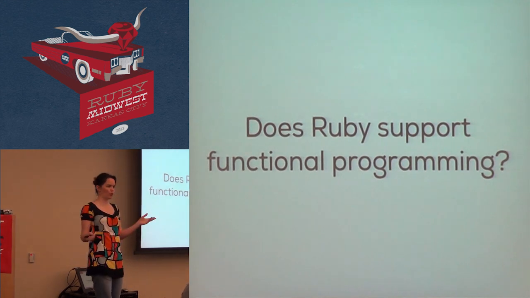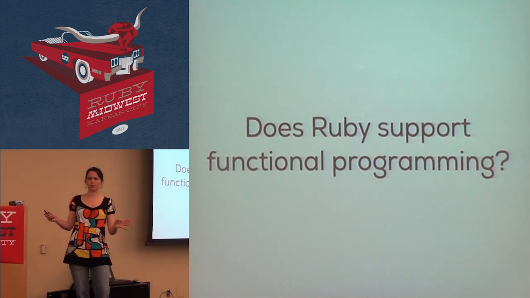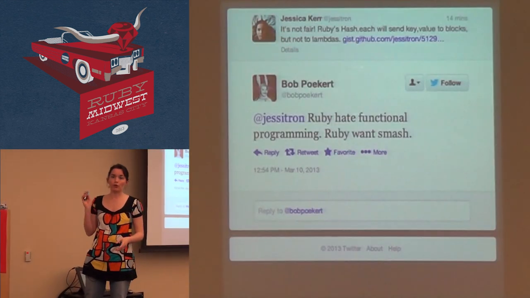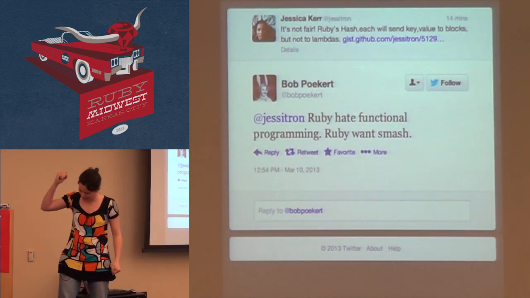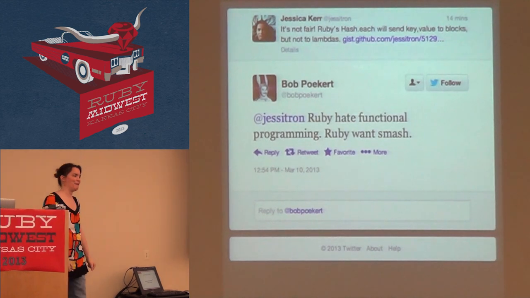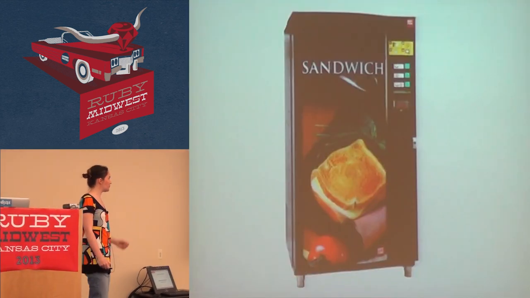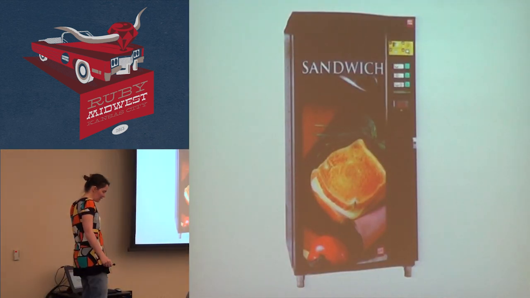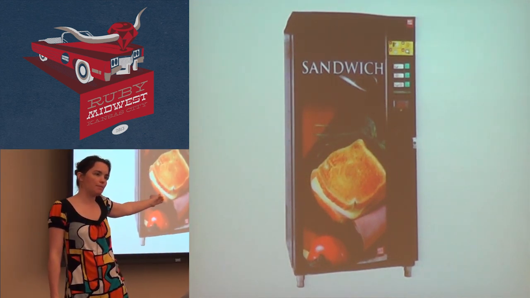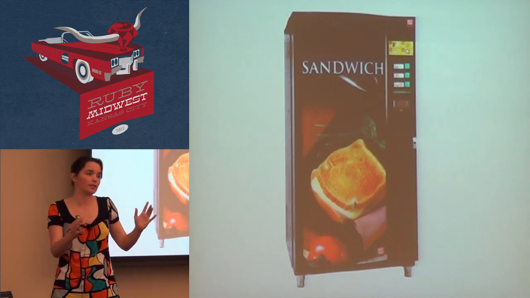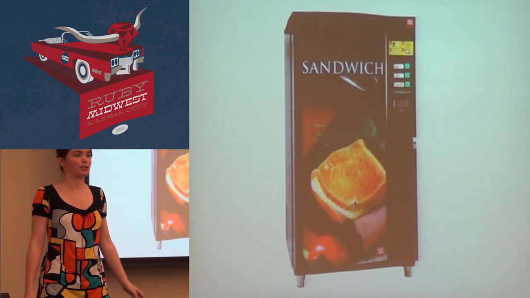Well, my first impression was, oh yeah, I heard there's these things called blocks, and they use them all the time. Twitter knows better. Ruby hates functional programming. Ruby wants Smalltalk. So it turns out that's a little true. I'll get to that in a minute. This is the kind of function I want to pass around. It's like a black box. It's like a vending machine. You put in money, you get out sandwiches.